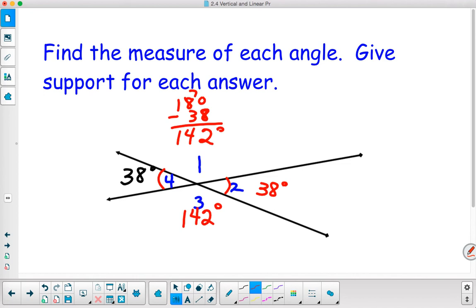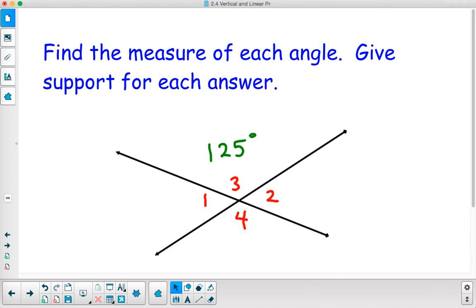So the way I've talked it through, I used vertical angle theorem, then I used linear pair postulate, then I used vertical angle theorem again. Could have been done in a different order. Find the measurement of each angle in this diagram, and again, come up with the support for each one. Pause so you can solve.